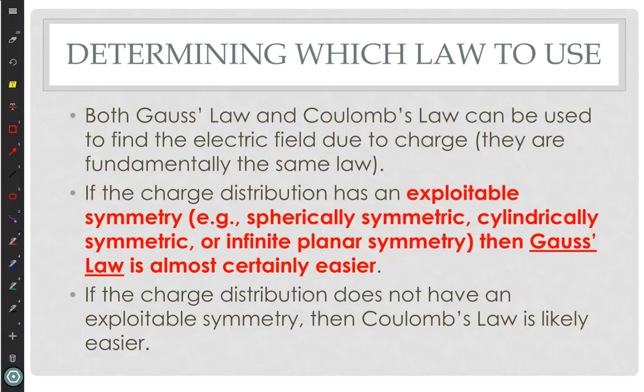If you don't have one of those symmetries, it's likely to be much easier to solve with Gauss's law than with Coulomb, or I said that backward, didn't I? If you do not have one, it's likely to be much easier to do it with Coulomb's law than Gauss's law. And there are some problems that just aren't easy either way.